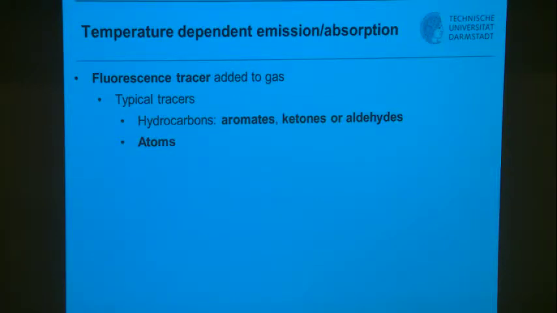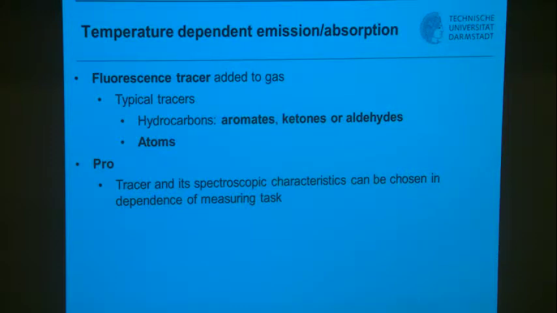And typical tracers are either hydrocarbons, like aromatics, ketones, or aldehydes. And in some cases as well, people have used atoms, like indium atoms, that were brought to the mixture by, for example, dissolving indium chloride in isooctane, spraying the isooctane in an engine, then in the flame front, this indium chloride is decomposed and indium atoms are formed. But that is a very specific method. That's why I concentrate here on the more often used hydrocarbons as tracers.